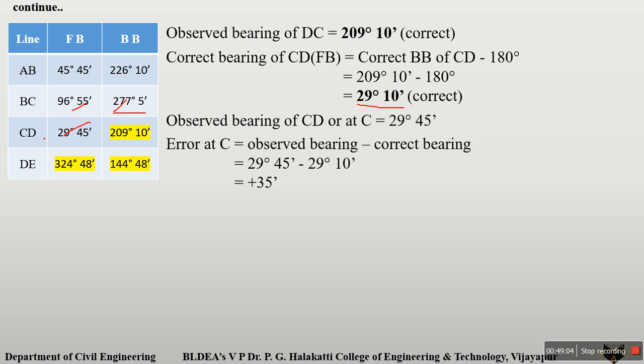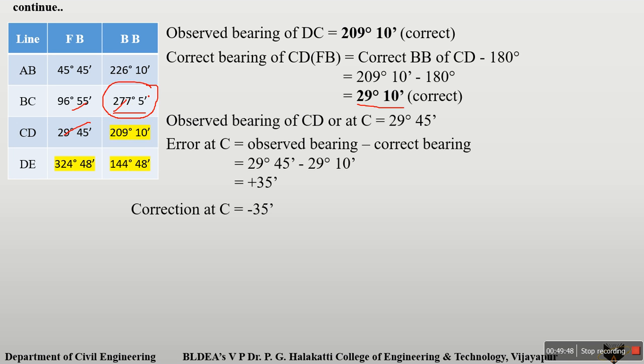Putting in the respective values, we will get plus 35 minutes. Just remember that one. Always use, for calculation of the error at C, observed bearing minus correct bearing. Observed means whatever is given in the table, correct bearing is whatever you have calculated previously. Then we get the error at C station is plus 35 minutes. If error is plus, our correction will always be negative. Clear? Now at C station the correction is minus 35 minutes, so we can calculate the back bearing of BC here, this one.